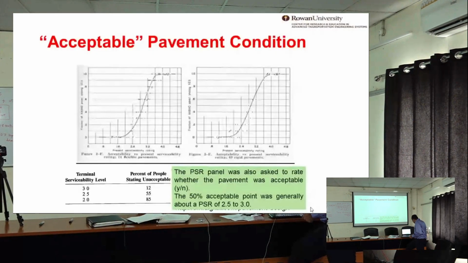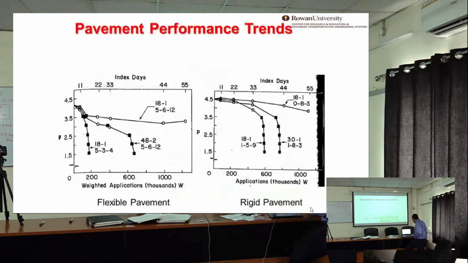The PSR panel was asked to rate whether the pavement was acceptable, yes or no, and the 50% acceptable point was between 2.5. So this is how they came up with it. The reason I like these slides is because it gets to how they came up with these numbers. They're not magical. There was some thought process to it, and hopefully it gives you some appreciation as to where it came from.